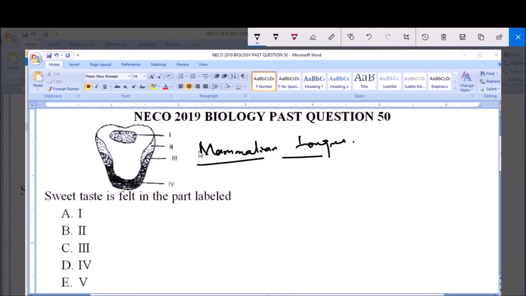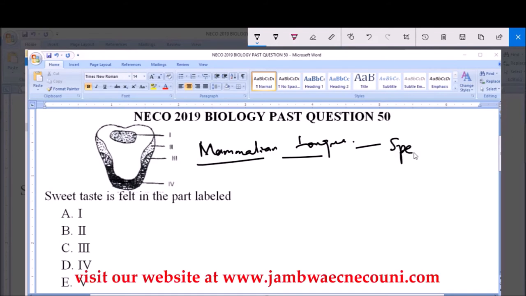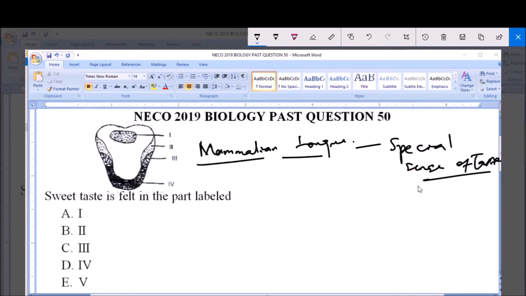Now, this mammalian tongue is responsible for the special sense of taste. So it's responsible for the sense of taste. And each segment of this tongue is specialized for a particular taste. Now, here, this area behind here is for bitter taste.